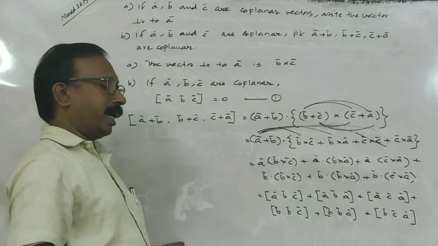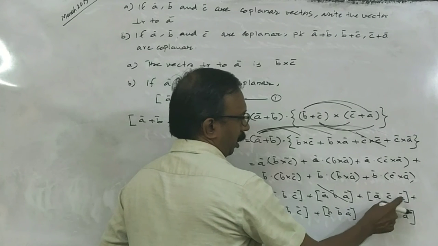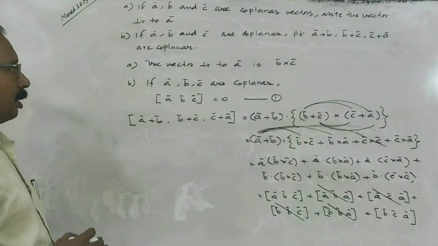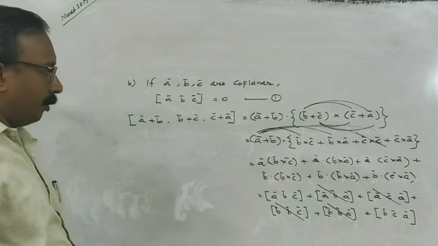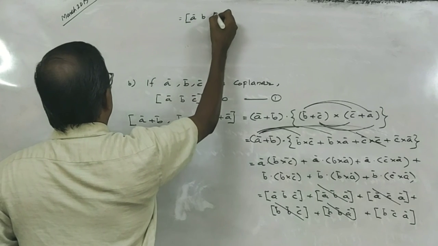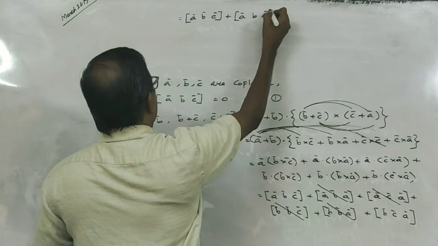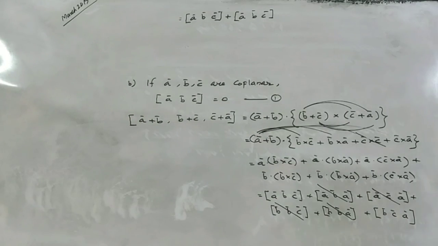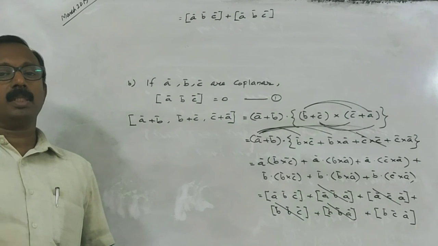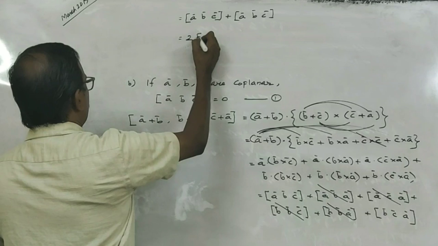Now, if two vectors are identical, then its scalar triple product is zero. So box ABA is zero, box ACA is zero, box BBC becomes zero, and box BBA becomes zero as well. Now we have box ABC plus box BCA, and box BCA is the same as box ABC. If the vectors are permuted cyclically, then they are equal. That is, box ABC is equal to box BCA is equal to box CAB. All are the same. So here we get 2 into box ABC.